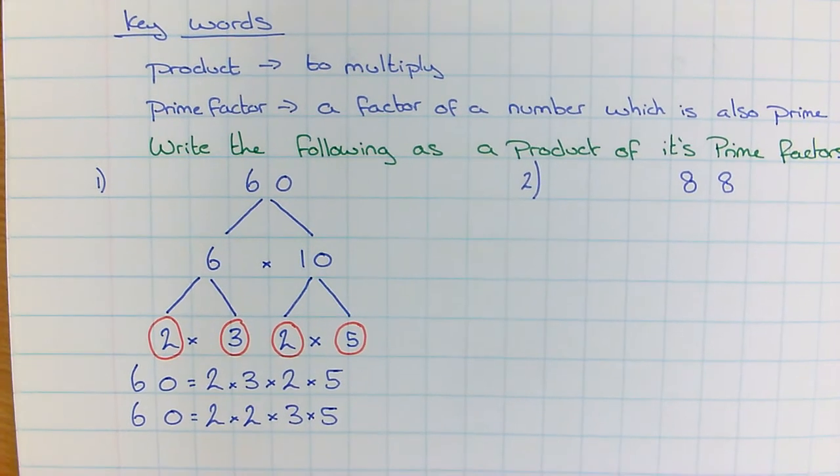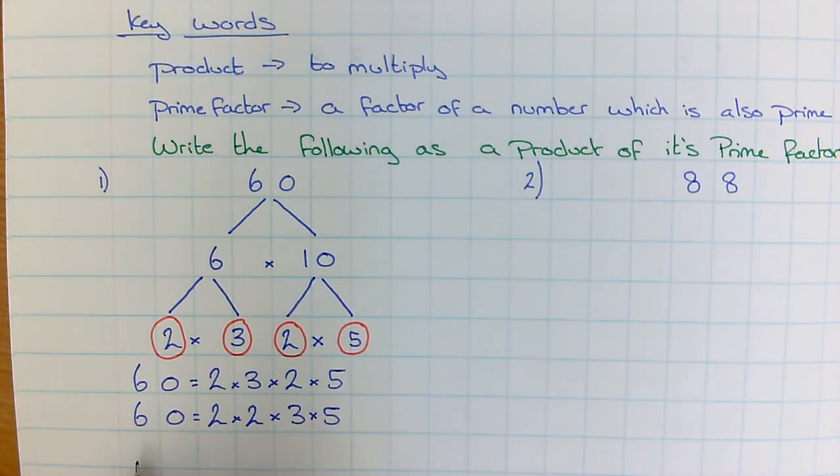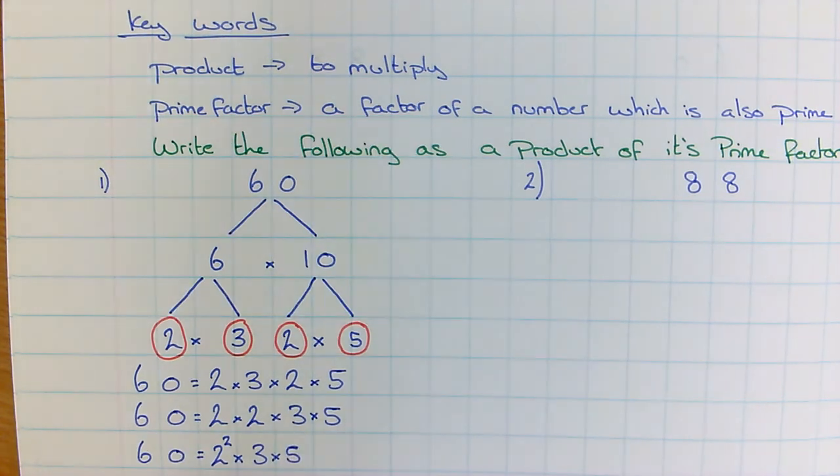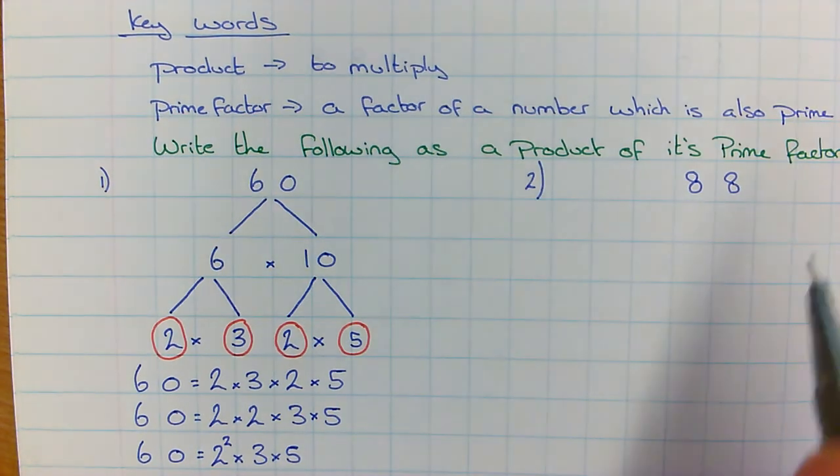And if you wanted to go one step further than that, if you really wanted to show off your mathematical knowledge, 2 times 2 is 2 squared, times 3 times 5. So we've put it in what we call index form as well. It's got a little power in it. Okay, so that's prime factorisation. We're going to do one more so you can see that again.